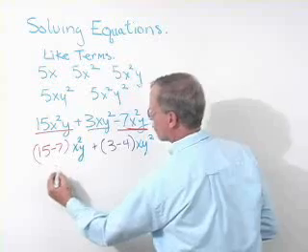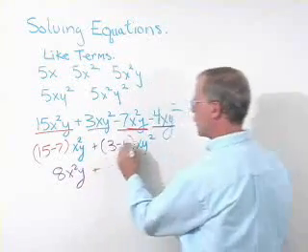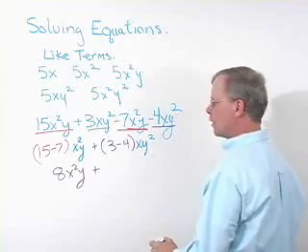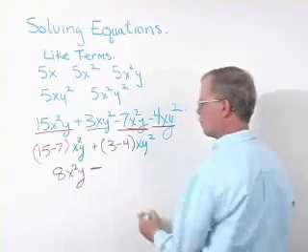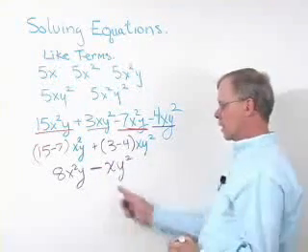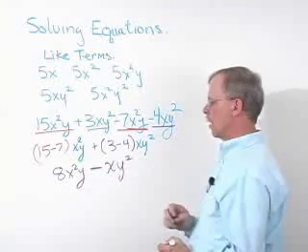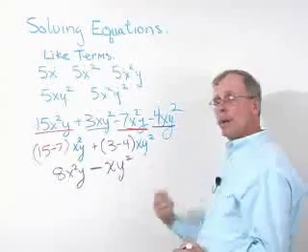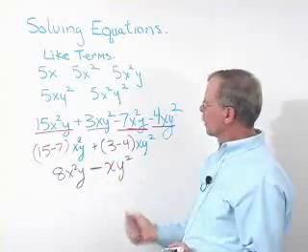15 minus 7 is 8. 3 minus 4 is negative 1, so we'll take away the plus and put minus, a little shorthand, xy squared. This says negative 1, minus 1 xy squared. And so that's how we combine like terms in a problem.